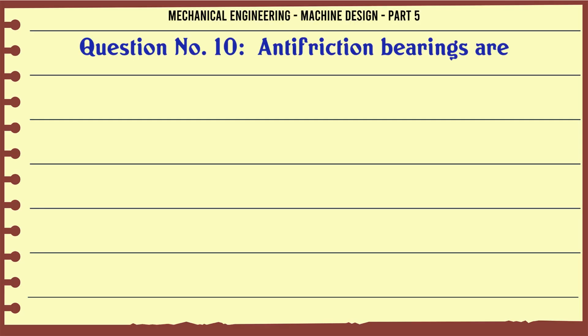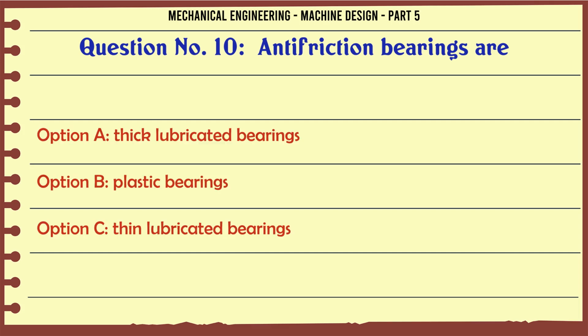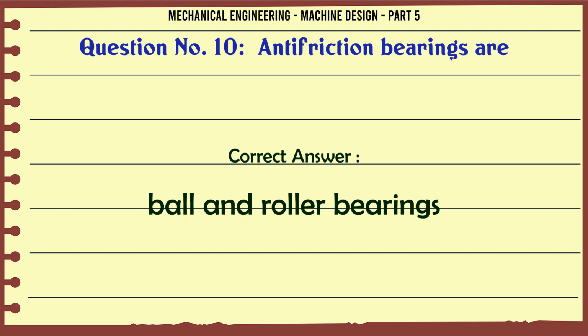Antifriction bearings are A. thick lubricated bearings, B. plastic bearings, C. thin lubricated bearings, D. ball and roller bearings. The correct answer is ball and roller bearings.